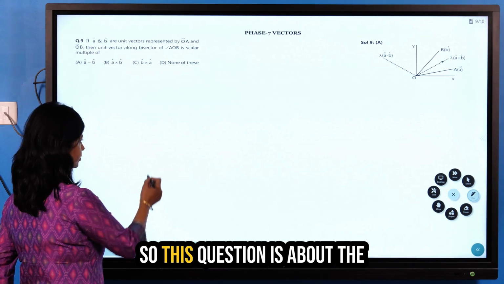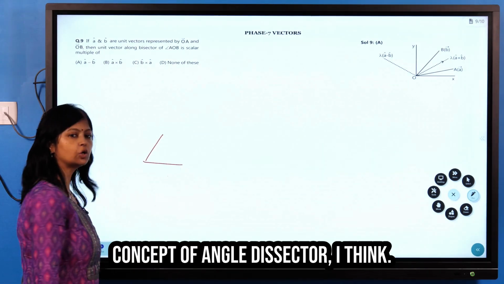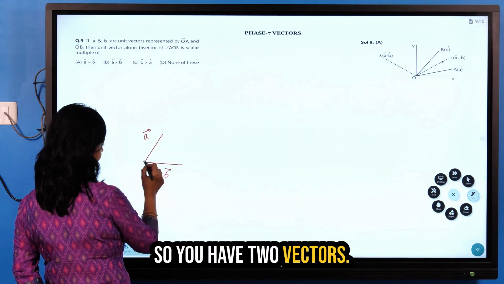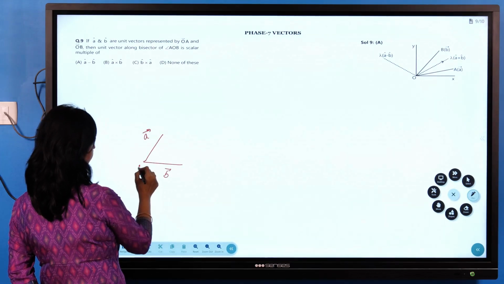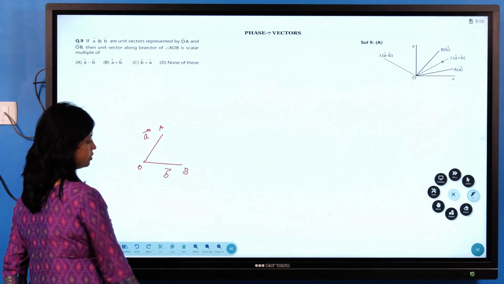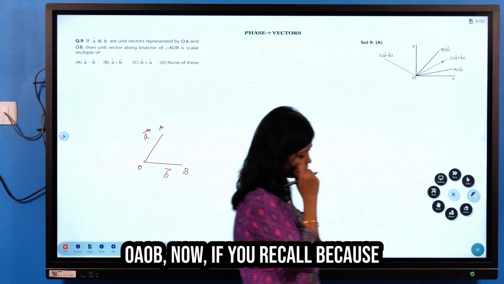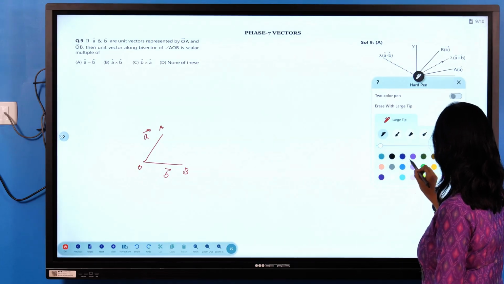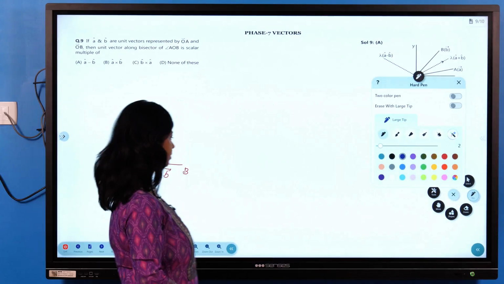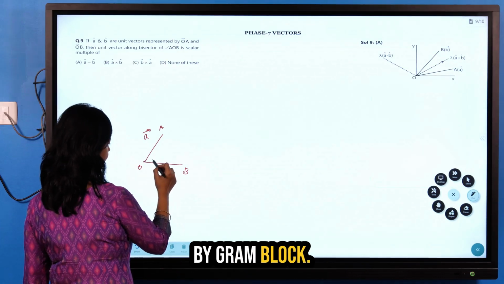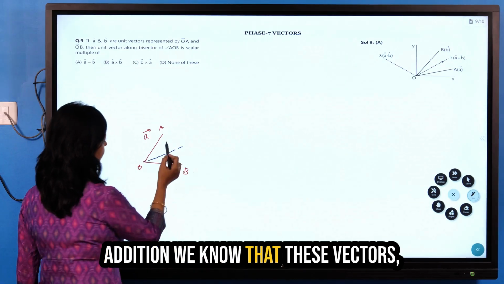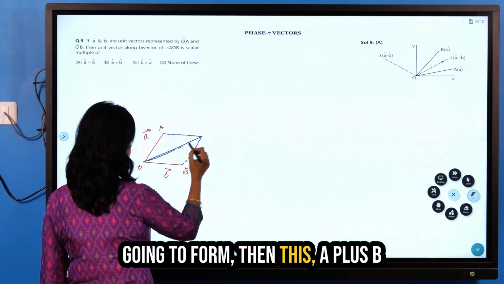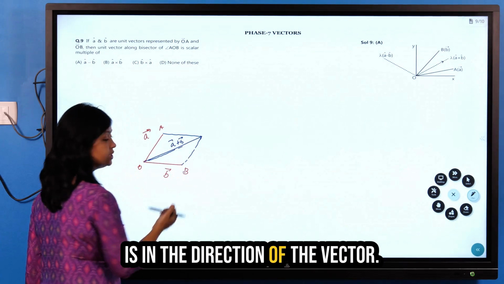So this question is about the concept of angle bisector, I think. You have two vectors, OA, OB. Now, if you recall, because they are unit vectors, their magnitudes are also the same. By the parallelogram law of addition, we know that whatever parallelogram these vectors form, A plus B is in the direction of the diagonal.